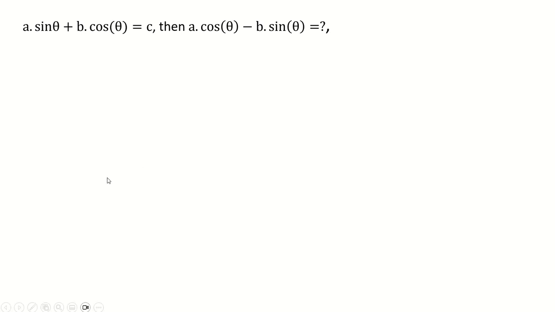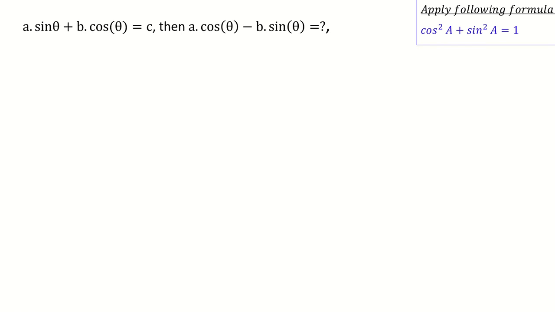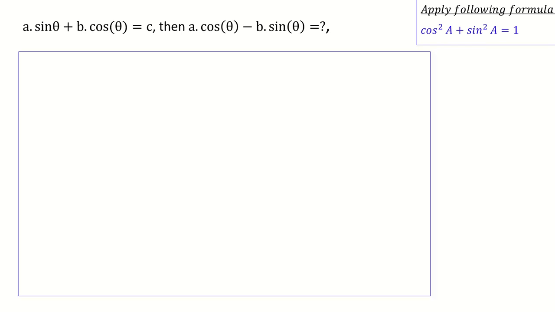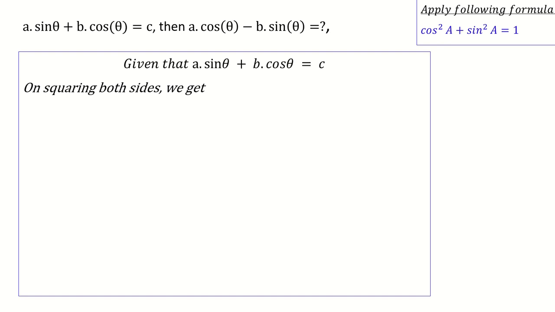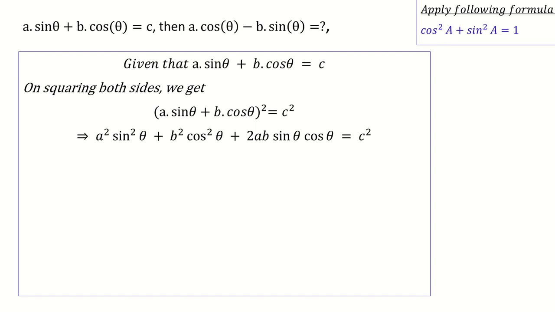So how we can do this is we know the main principle formula: cos square A plus sin square A equal to 1. So we need to replace sine with cos and cos with sine using this. Given a sin theta plus b cos theta equal to c, we need to square on both sides. We get a square sin square theta plus b square cos square theta plus 2ab sin theta cos theta equal to c square. Right. So now here I will replace sine with cos and cos with sine.